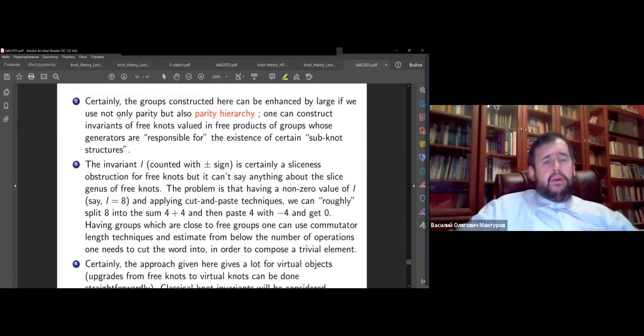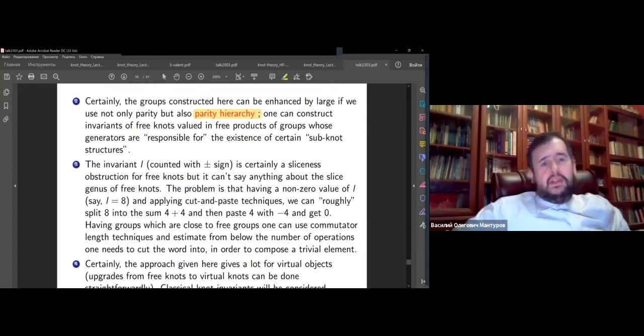Actually, a further possible generalization is to use parity hierarchy. In fact, hierarchy means the following: you can delete odd chords, and some previously even ones can become odd, and so you can distinguish between even ones. This makes our life fun. And the invariant, well, it's a sliceness obstruction for free knots.